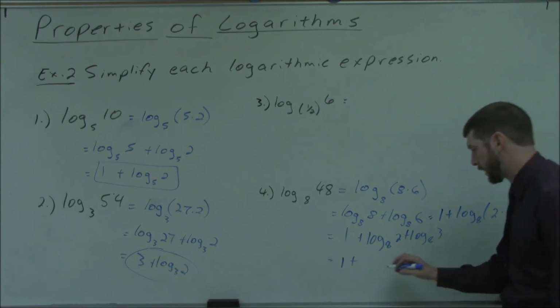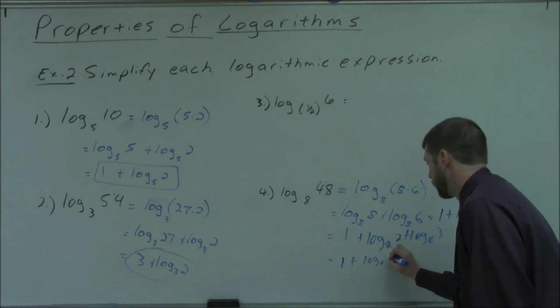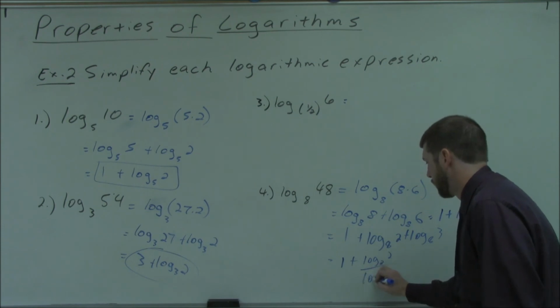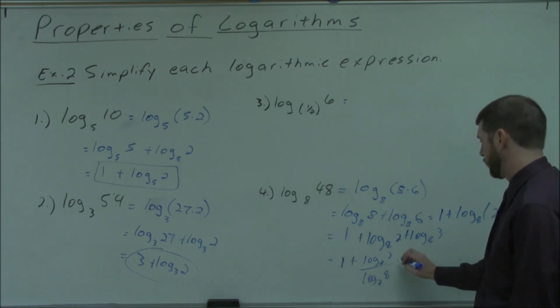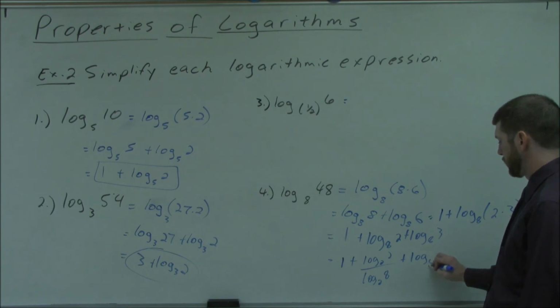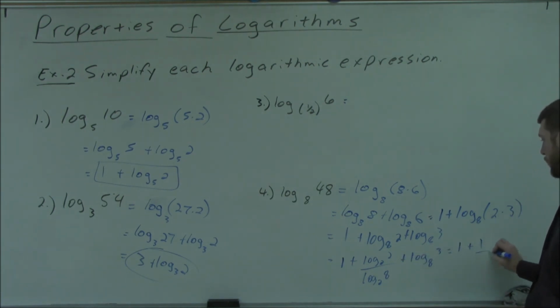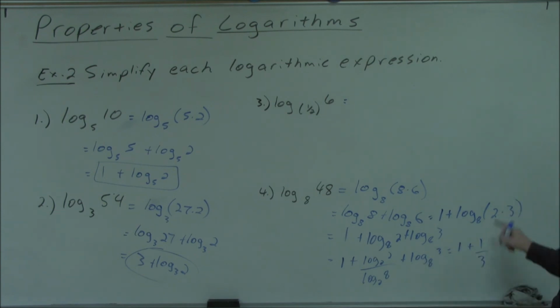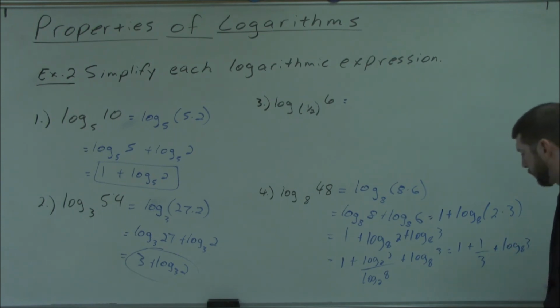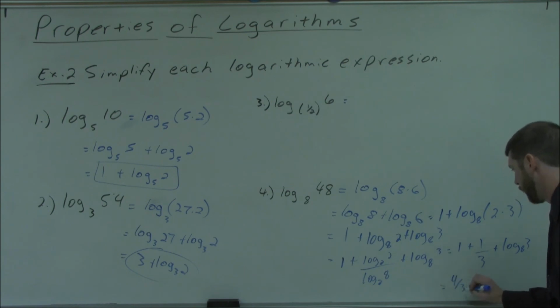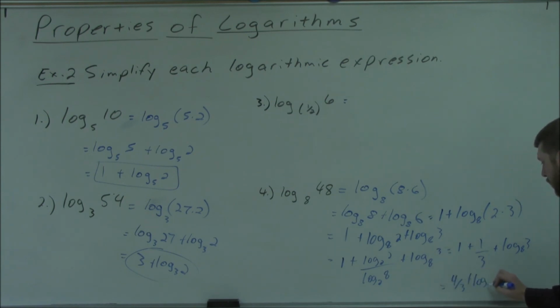So if you've worked with rational exponents before, 8 to the 1/3 power is 2. But if you don't recognize that, the change of base formula, base 2, will quickly make that obvious to us. So log base 2 of 2 is 1, log base 2 of 8 is 3, so there's the 1/3 for log base 8 of 2. And log base 8 of 3. So we end up getting 4/3 plus log base 8 of 3. Okay. Relatively clean little answer right there.